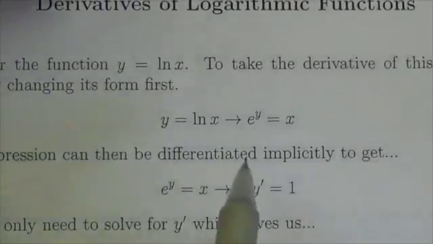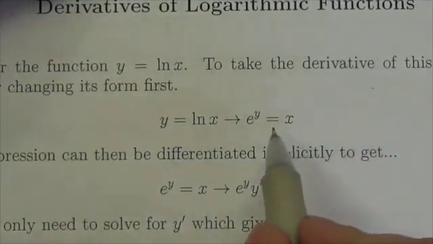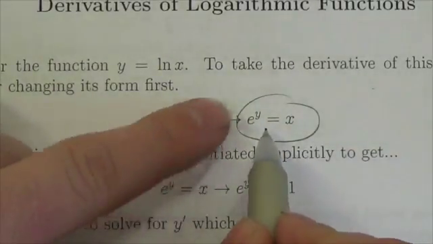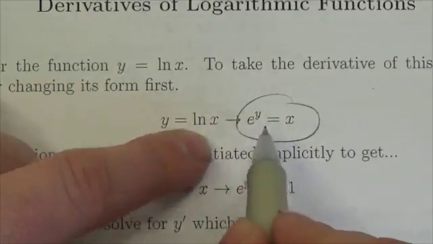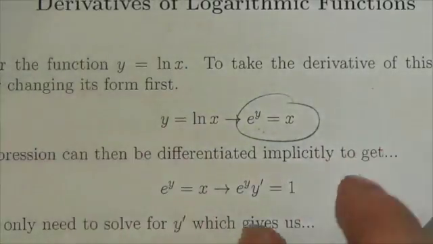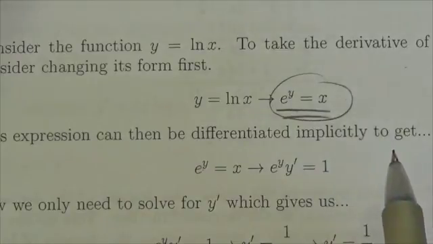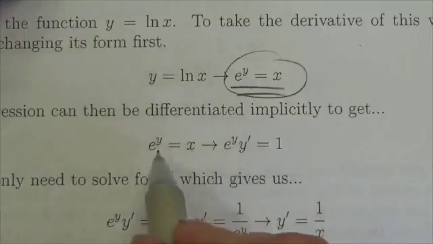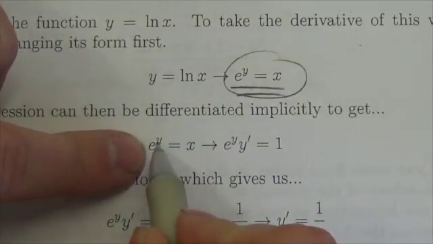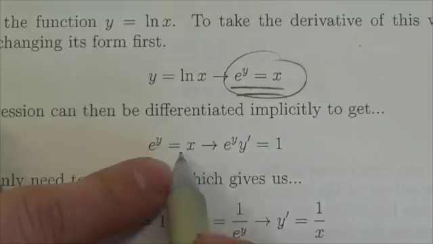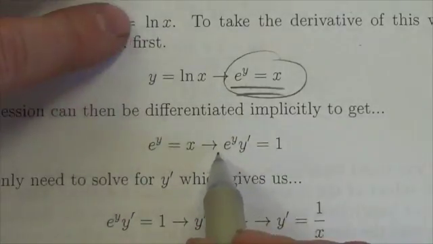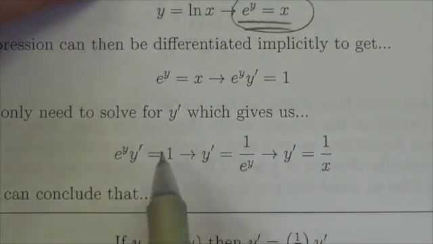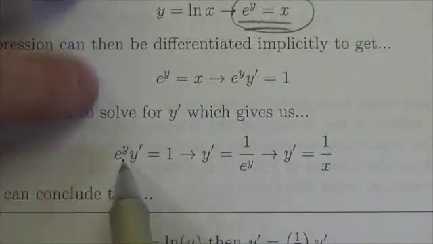Okay? So we're going to take our y equals the natural log of x and make this e to the y is equal to x. Now this is the exact same thing as this. They are identical, different forms, same idea. But I can take the derivative of that pretty easily. So you can take the derivative implicitly. The derivative of e to the y will be e to the y times y prime. And the derivative of x is just going to be 1. So we get e to the y times y prime equals 1. Now we just need to solve for y prime. That means dividing by e to the y.